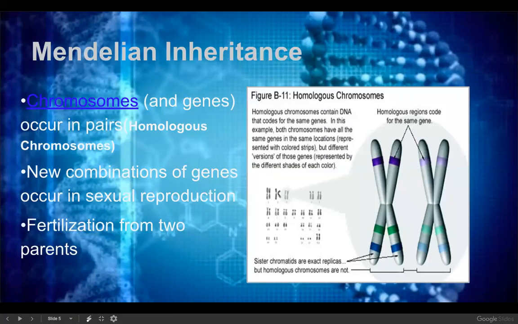Chromosomes and genes occur in pairs. They're known as homologous pairs. You get one of the pair from your mother and the other from your father, and they get passed on. Remember, those homologous chromosomes are what are being split in meiosis that we just learned about, so you only have 23 in each of the sex cells, the sperm and the egg. New combinations of genes occur in sexual reproduction during prophase 1, where the homologous chromosomes can have some crossing over take place. And fertilization is when a sperm and egg combine.